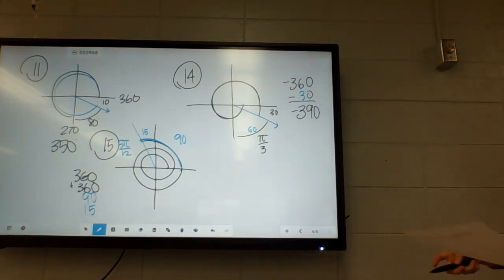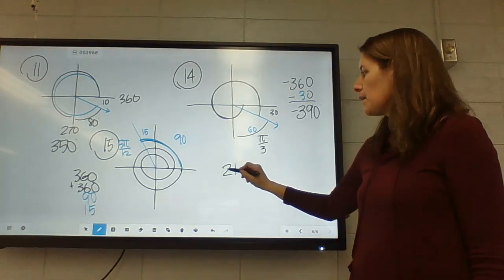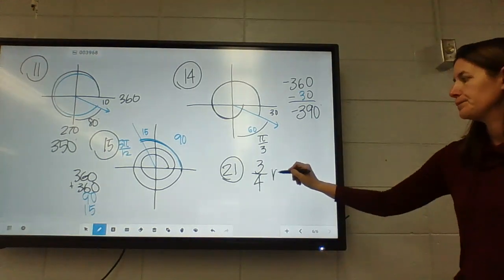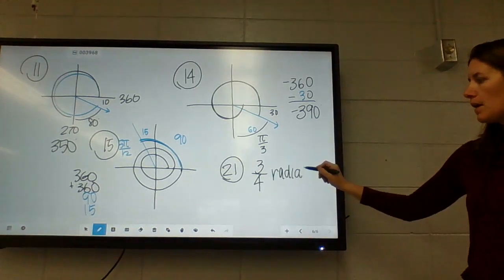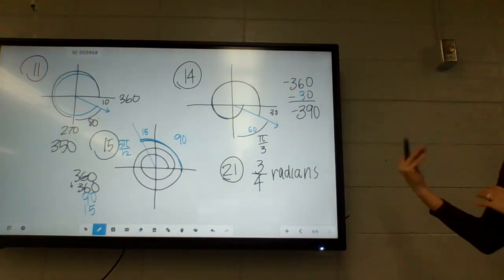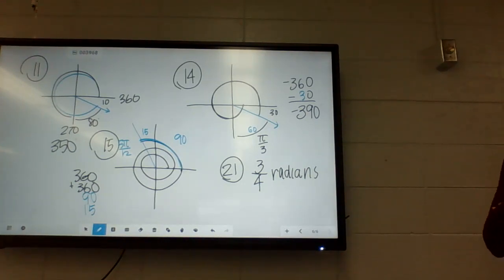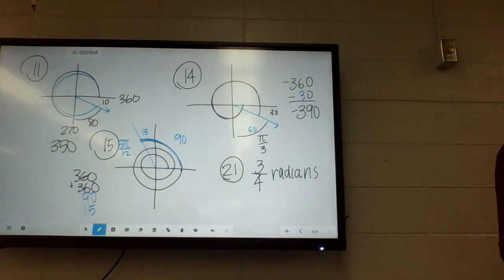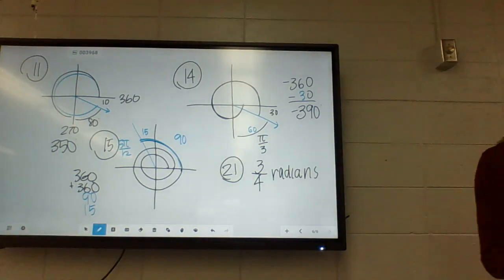And then finally, number 21. They give us 3/4 radians. Now to switch this over to degrees, again, they're taking the pi out of this, so there's no pi involved here. So 3/4 is 0.75 radians. One radian, we're going to talk about that, or you did 1 radian on number 20. 1 radian is 57.3 degrees.